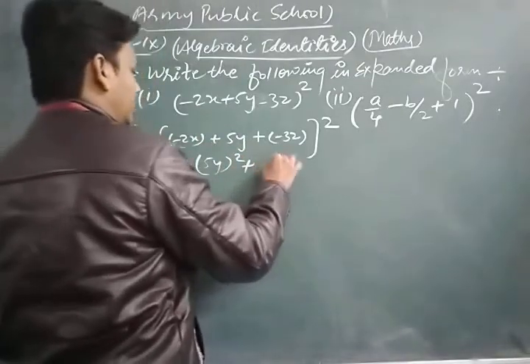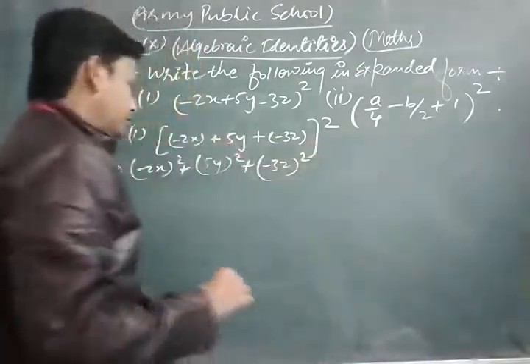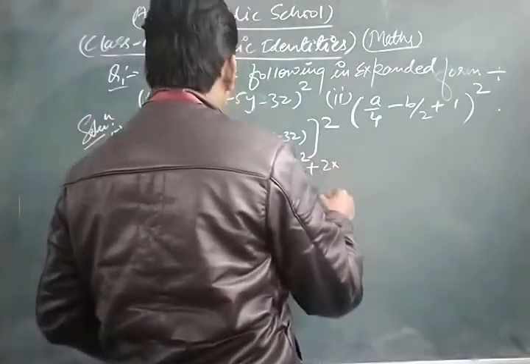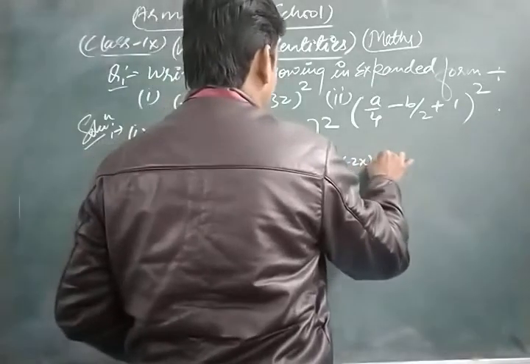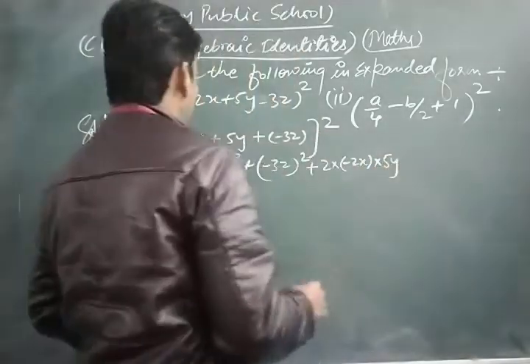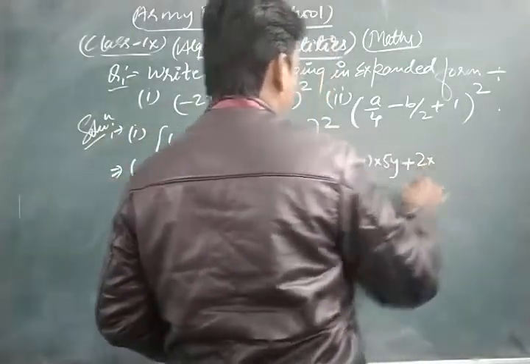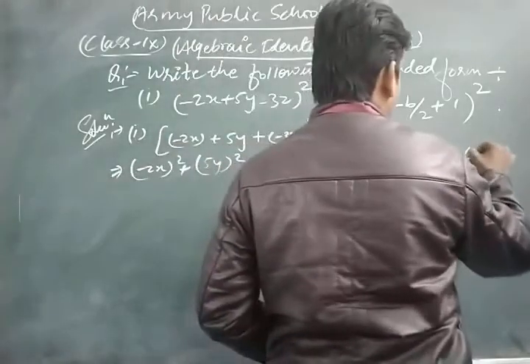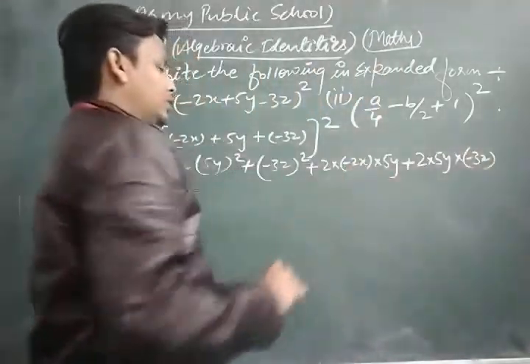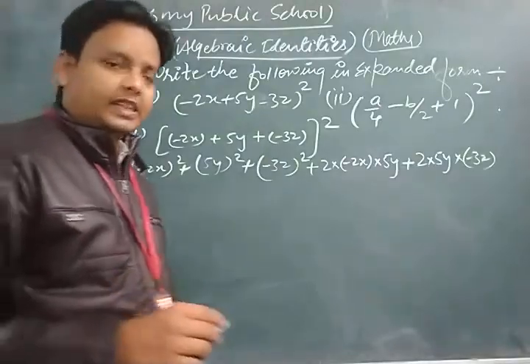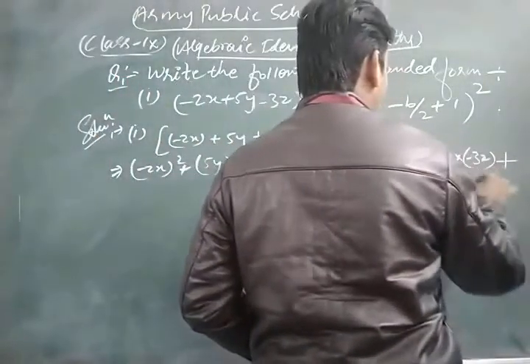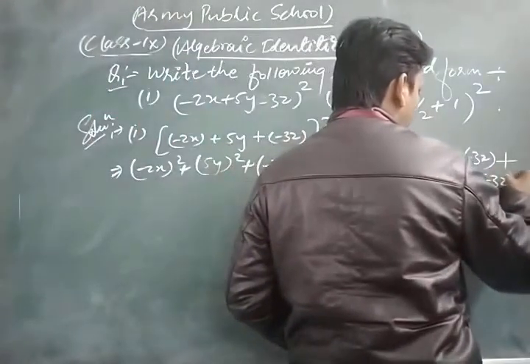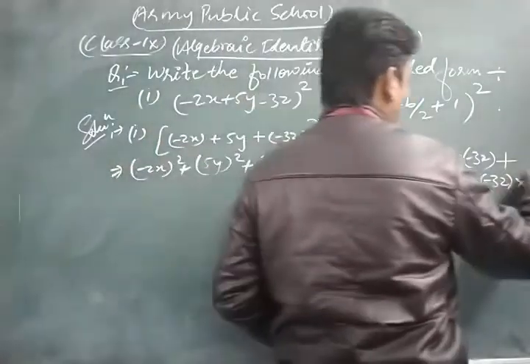So a square plus b square plus c square, plus 2 times ab, that is a into b, 2ab, plus 2bc, where b is 5y and c is minus 3z, plus 2ca, that is 2 into c into a, where c is minus 3z and a is minus 2x.